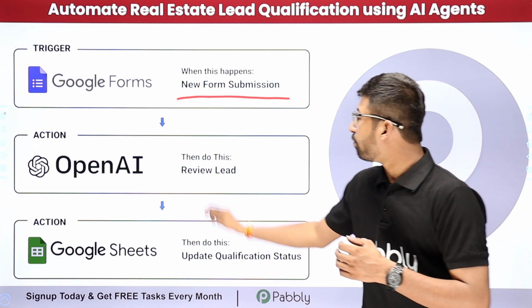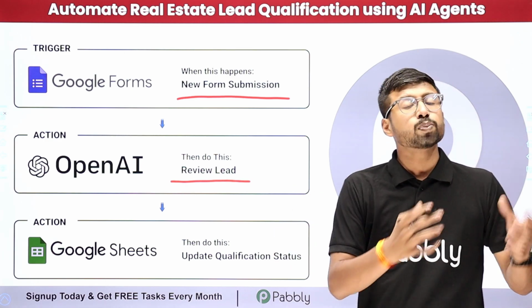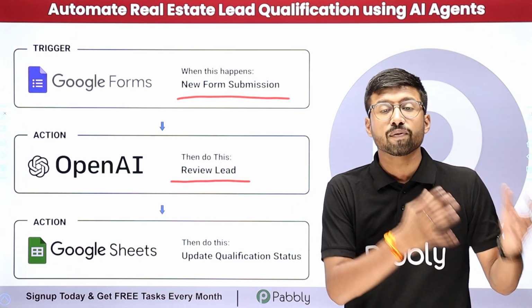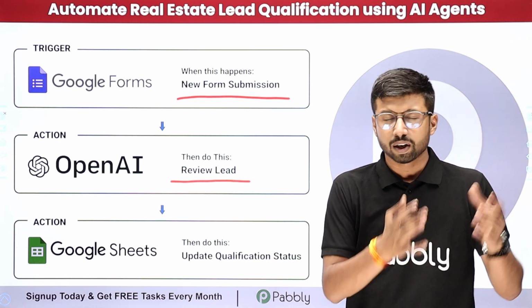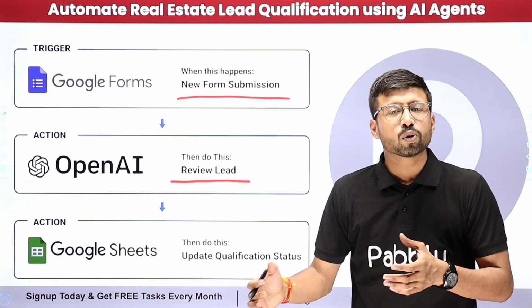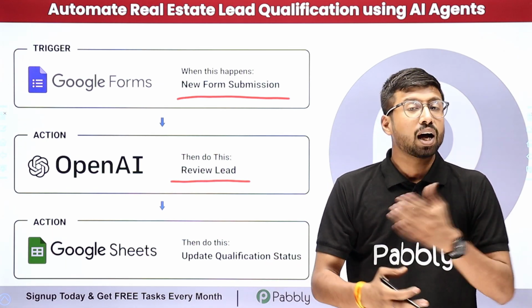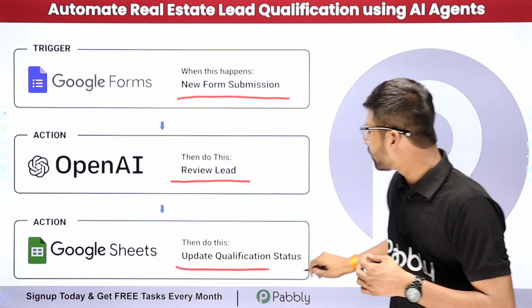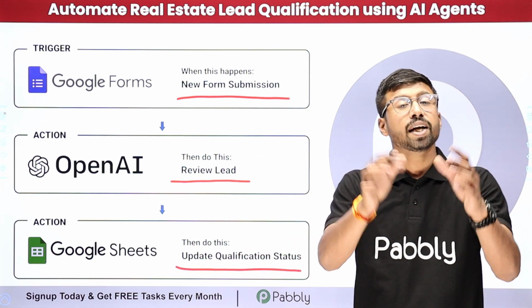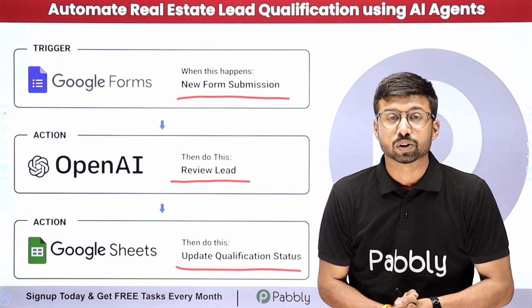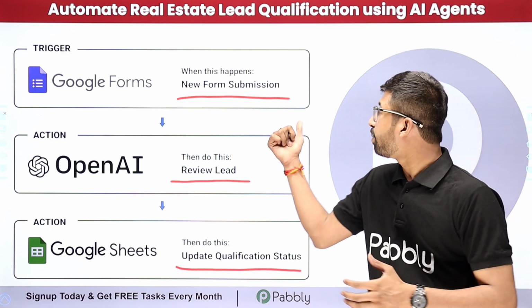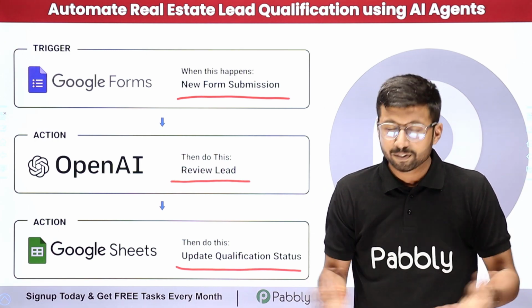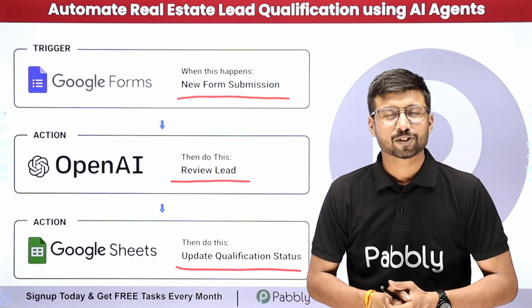Using OpenAI, we are going to review this lead, and in response, OpenAI is going to tell us whether this lead is a qualified lead or not, whether it's a hot lead, warm lead, cold lead, or an unqualified lead. After that, we are going to add the same review, the same qualification status given by OpenAI, back in our Google spreadsheet in which we are getting the Google Form responses. Now, if you want to learn how you can build this AI agent all by yourself, let me just take you to my screen.